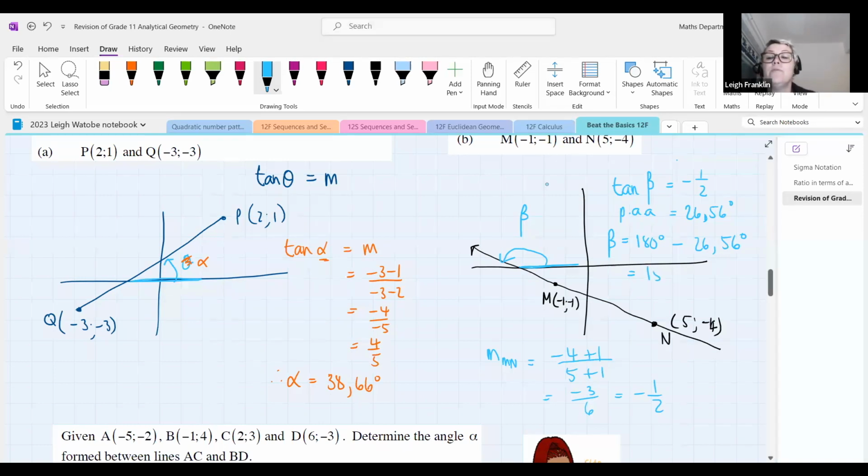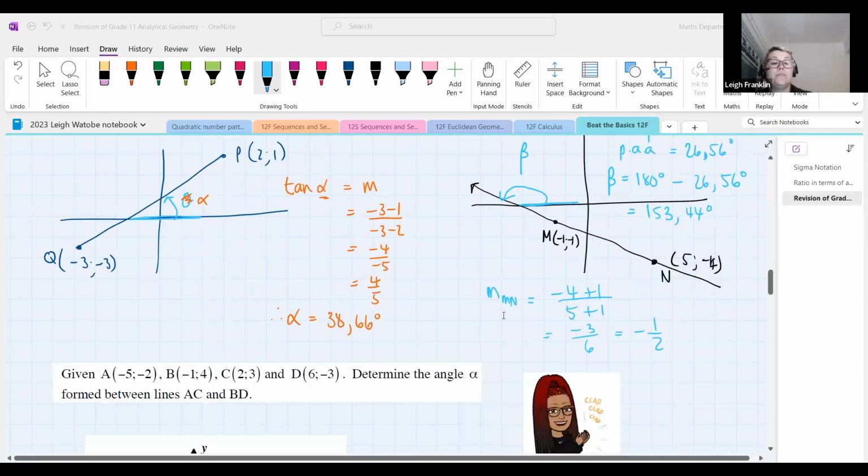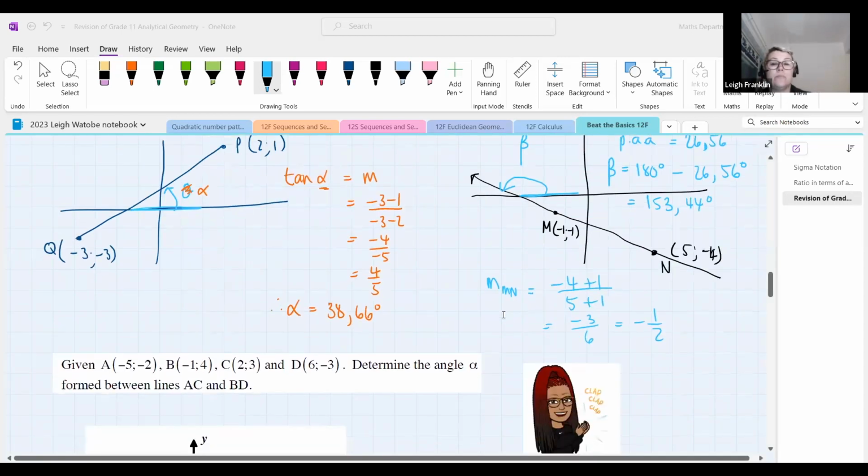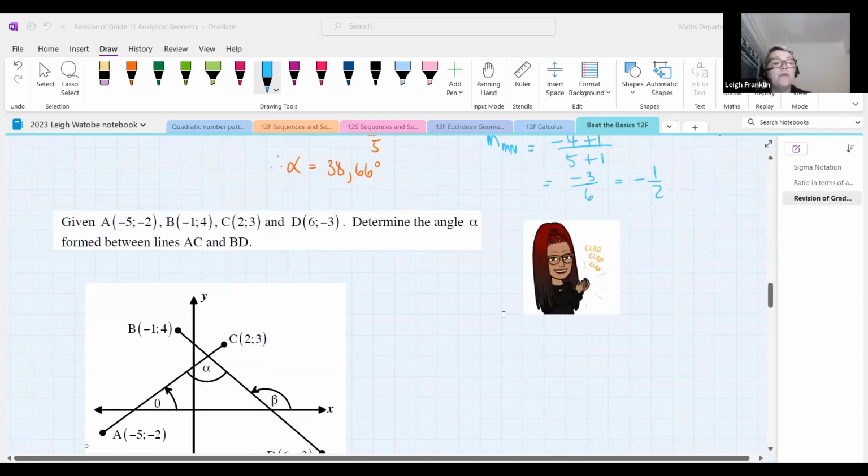Are you getting 153,44 degrees, matrix? Okay, just make sure you round correctly, okay? That's it. Okay, so that's the angle of inclination. Good job. Okay, let's move on.